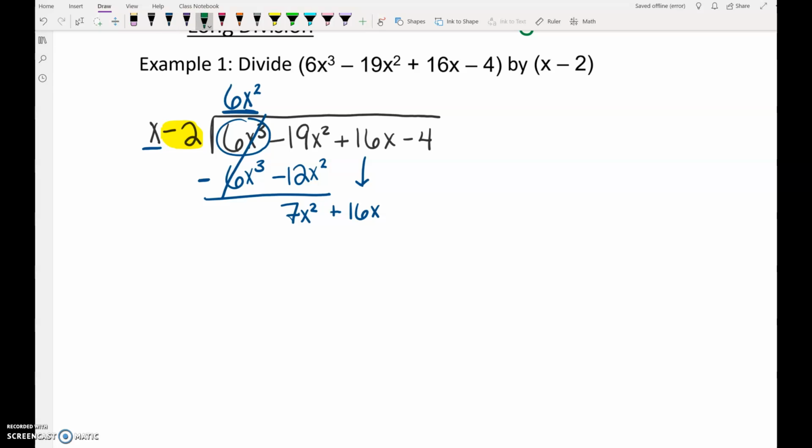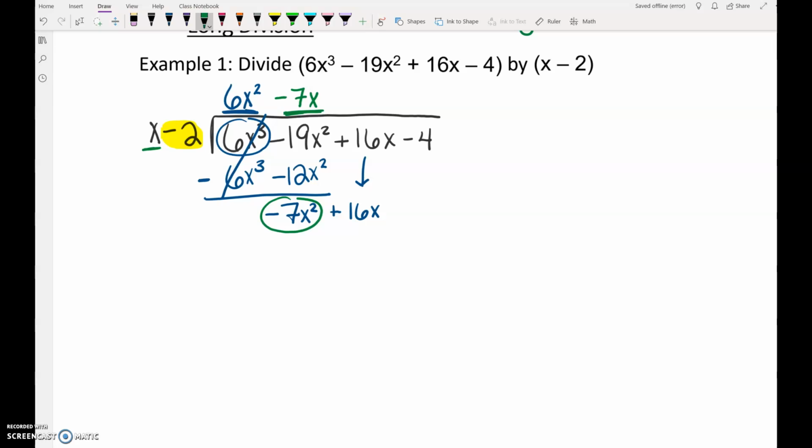We're done with round 1. We now start round 2. Would it be a negative 7? Yes. It would be. Negative 19 plus 12. Yes, negative 7x squared. Okay, round 2. We are looking for, this time, x times what will give us negative 7x squared. We need the negative 7. And we need another x.